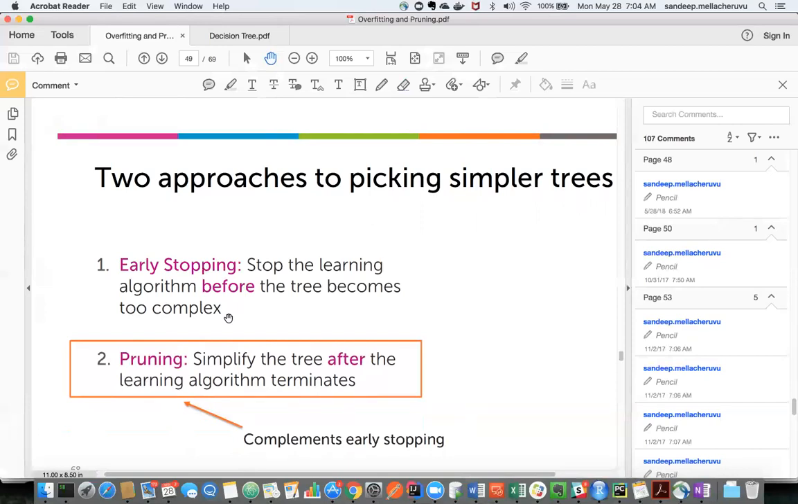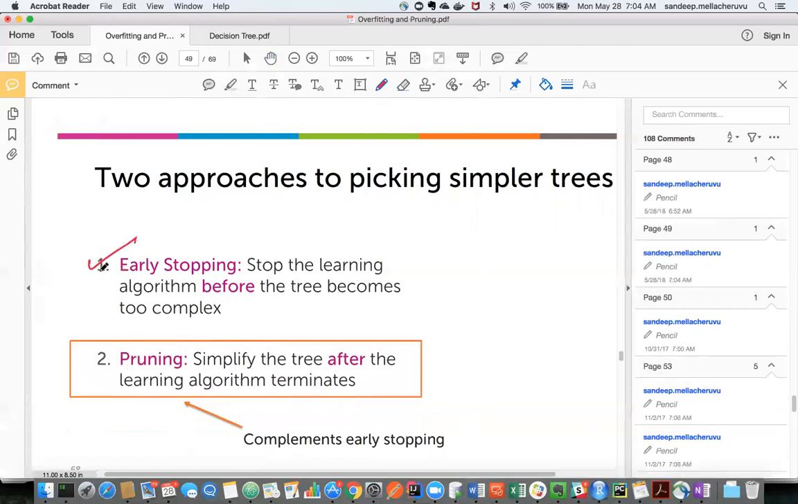Why do you want to grow a complex tree and then cut down? Each is a different branch of study, but in general, pruning is a much more efficient and much more reliable method than early stopping. Early stopping is not such a great one. This is a great one. So given a chance, if someone asks you which is the better technique, early stopping or pruning, I would anytime go with pruning. Unfortunately, like I said, it's not available in Python, but if it is available, definitely go for pruning.